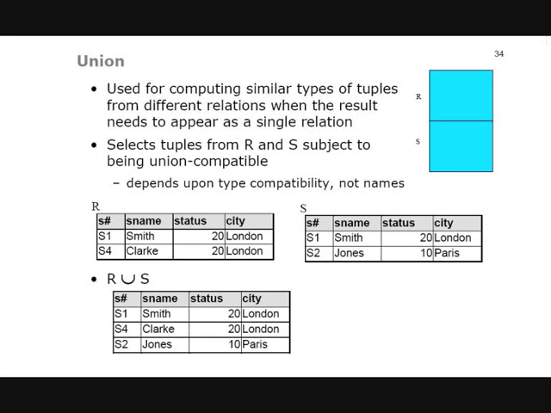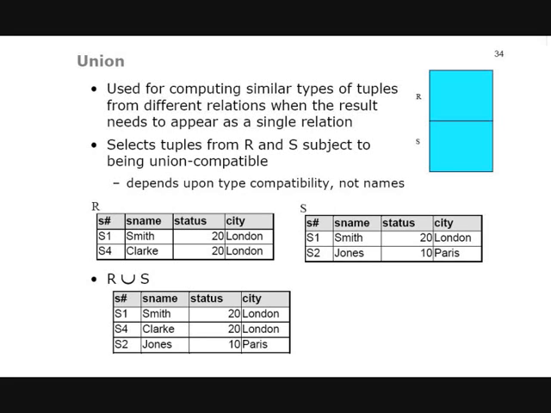If that's not the case, I could project some attributes from one table and from the other, and once they are union compatible, I can then do R minus S, S minus R, R intersection S, or R union S. But I cannot do it unless they are union compatible. So if I only had S number and S name in R, I would have to project S number and S name in S before I could actually make that union, because they have to be union compatible.